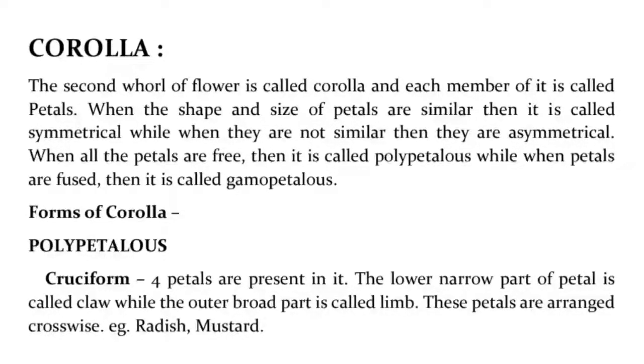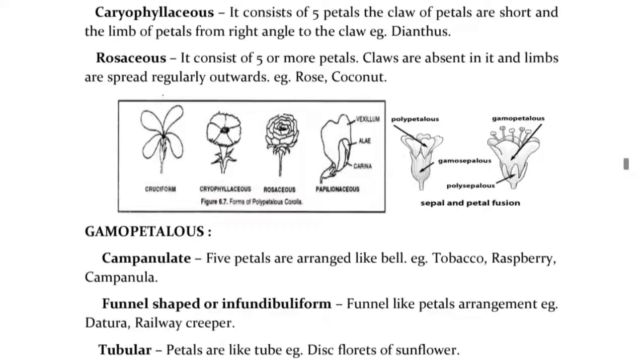Forms of corolla: polypetalous. Cruciform. 4 petals are present in it. The lower narrow part of a petal is called the claw, while the outer broad part is called the limb. These petals are arranged crosswise, e.g. radish, mustard. Caryophyllaceous. It consists of 5 petals. The claws of the petals are short and the limbs of the petals form a right angle to the claw, e.g. dianthus. Rosaceous. It consists of 5 or more petals. Claws are absent in it and limbs are spread regularly outwards, e.g. rose.